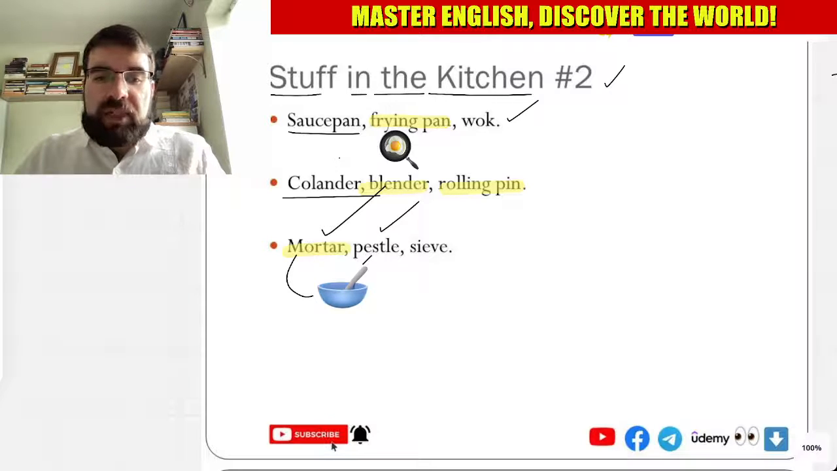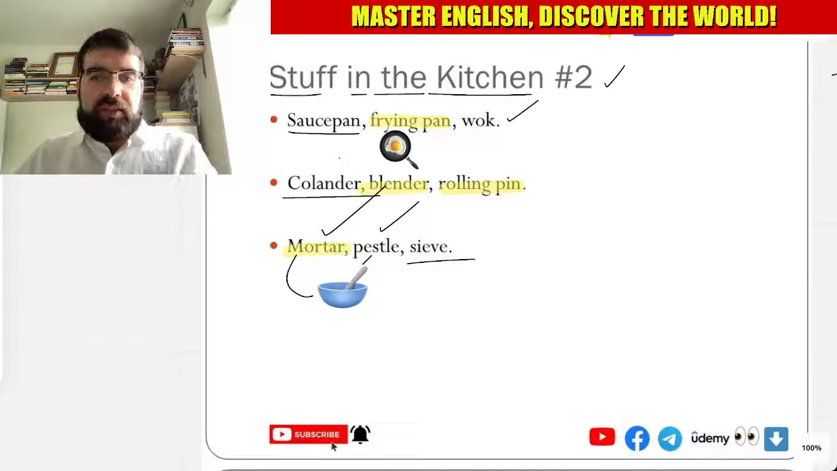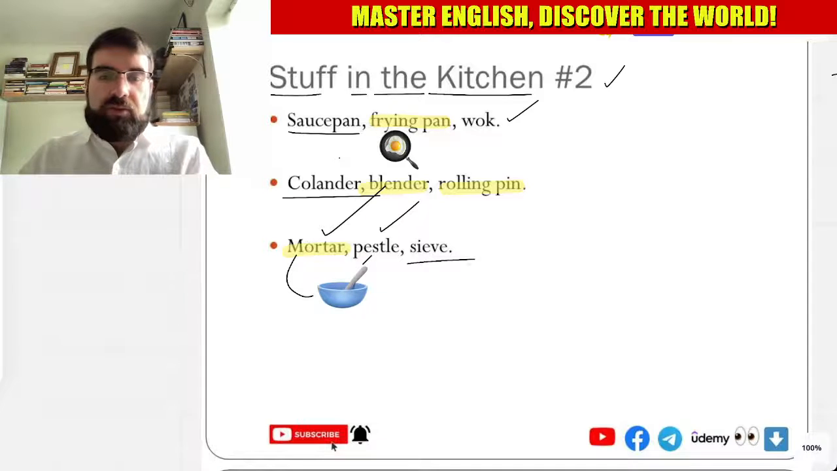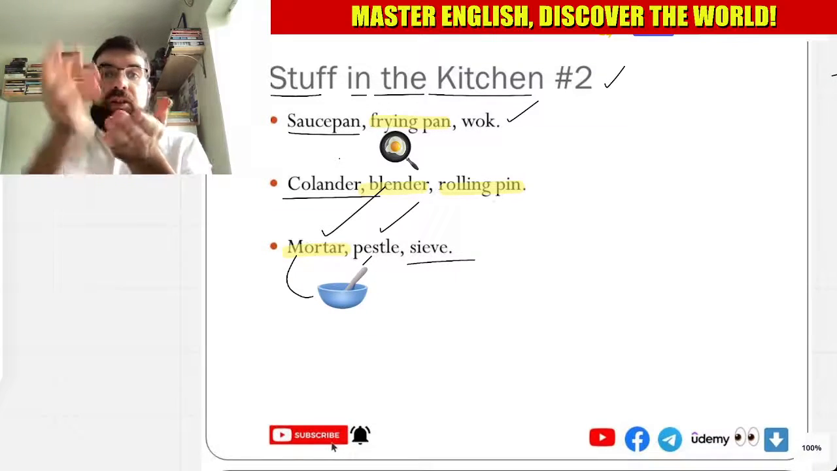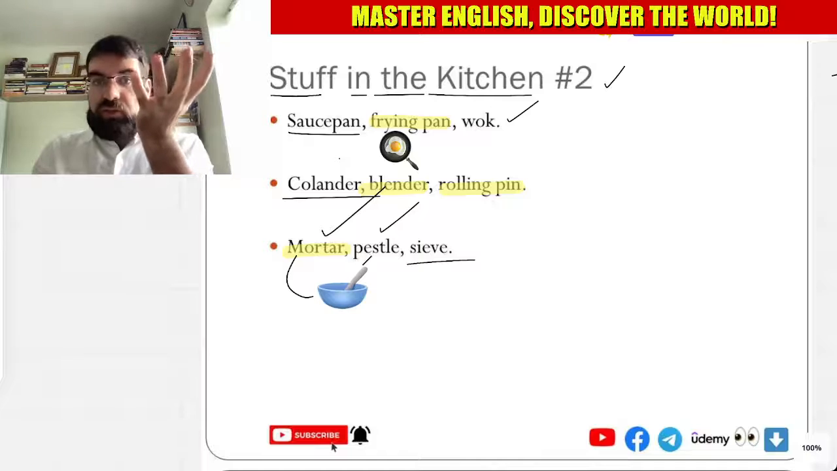And sieve, tamiz. So let's try and get a sieve. Wow, okay, so a sieve. To put things through, it filters through, a sieve, tamiz.